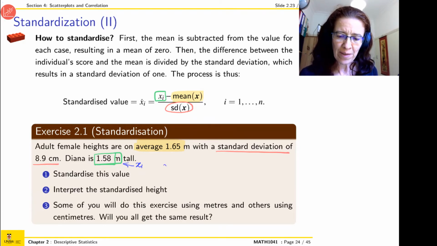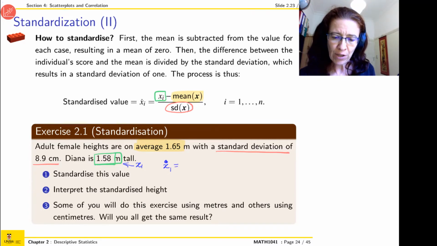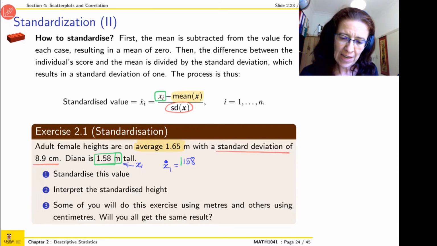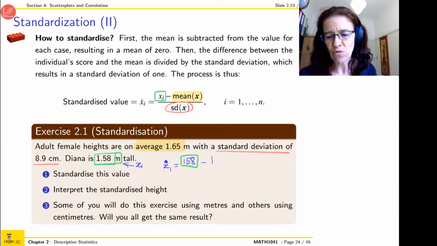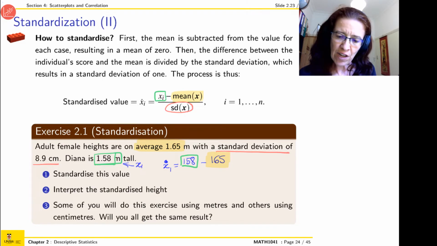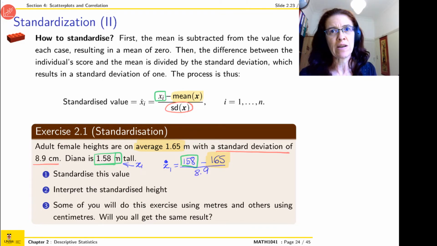So we just follow the formula. If you want to standardize, first put a dot to say you're standardizing. Then put your value. So let's say I'm working in centimeters. So 158 centimeters, that's my xi. Now I need to subtract the mean, so minus the mean, which is 165 centimeters. That's my mean. And I divide by the standard deviation, which is 8.9 centimeters. Done here. And I'm going to get minus 0.8. That's my answer, that's the standardized value.